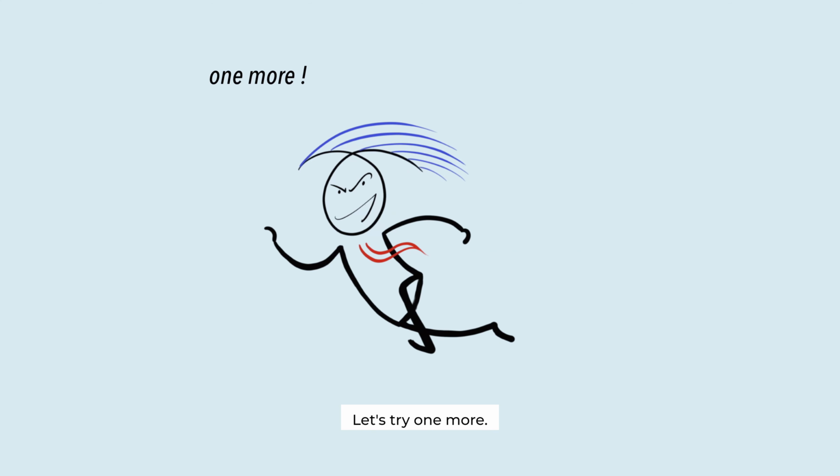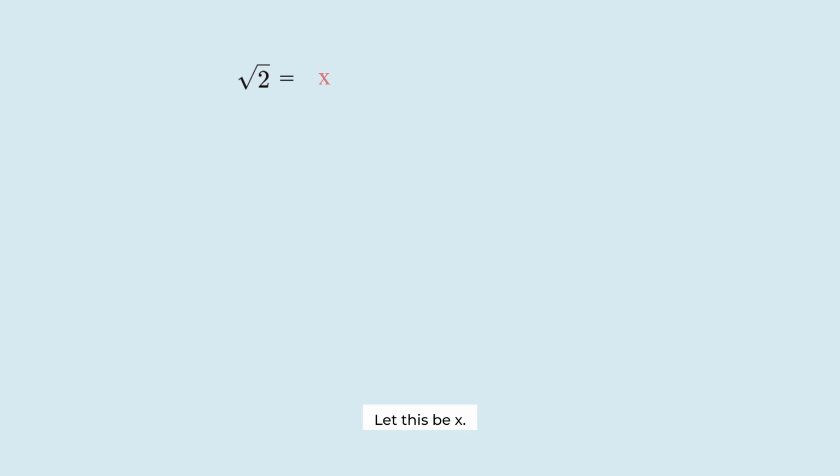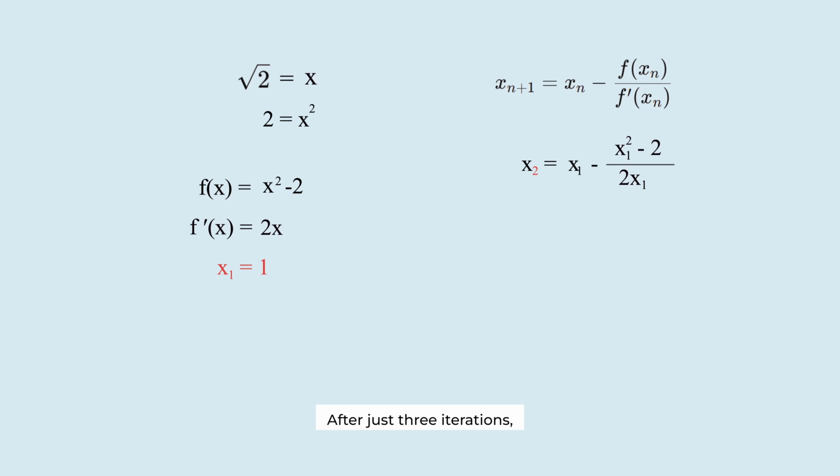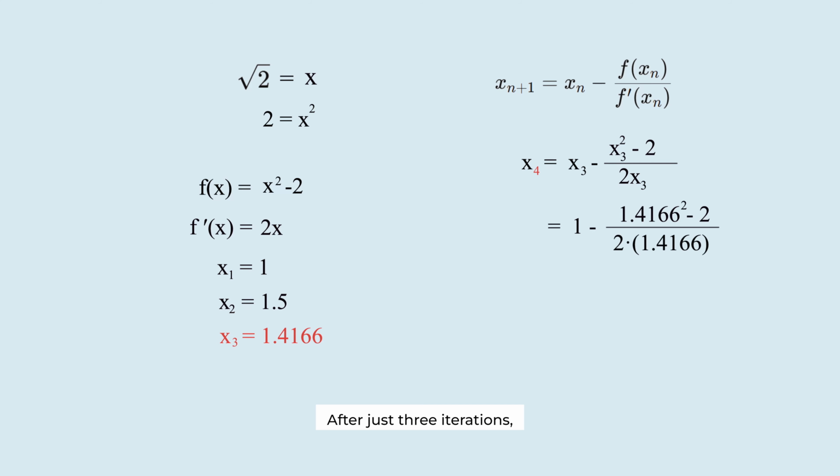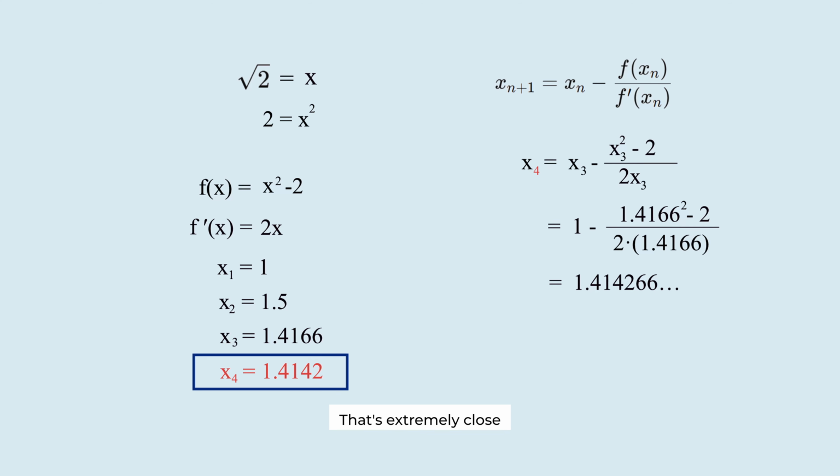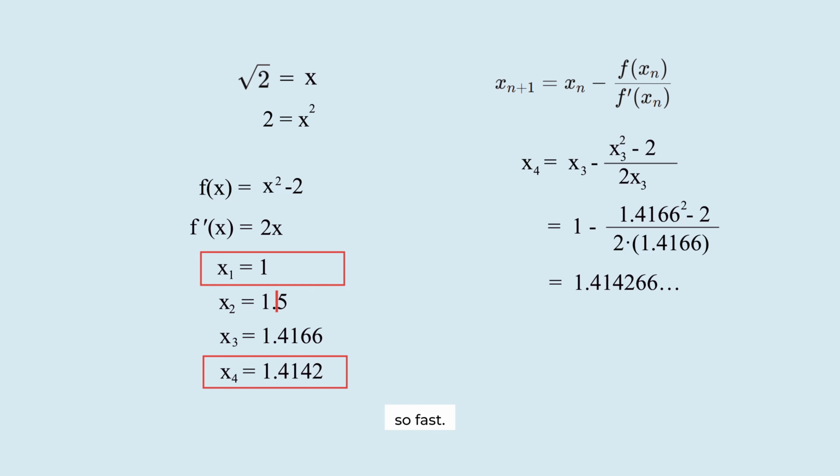Let's try one more. The square root of 2. Let this be x. So f of x equals x squared minus 2. F prime of x equals 2x. Start with x1 equals 1. After just 3 iterations, we get about 1.4142. That's extremely close to the real value of root 2. From guesswork to precision so fast. That's the power of Newton-Raphson method.